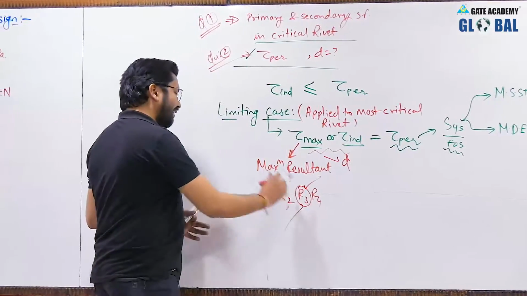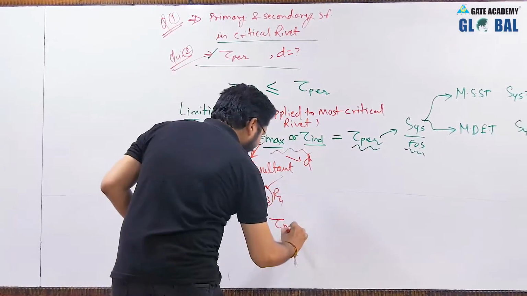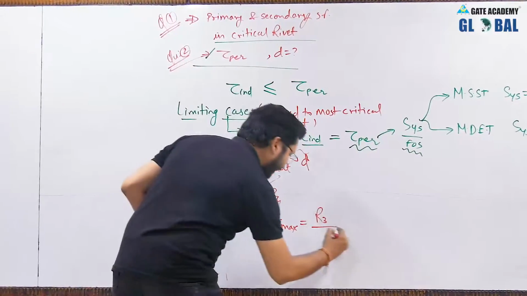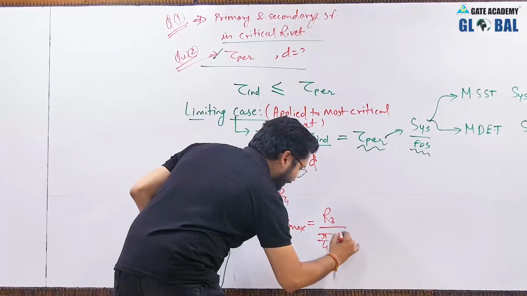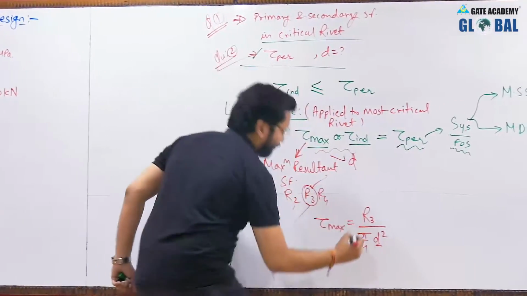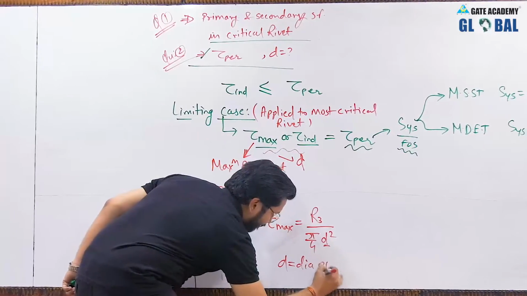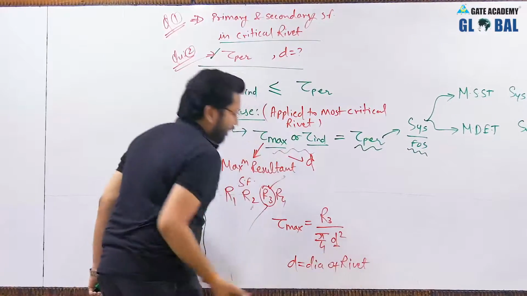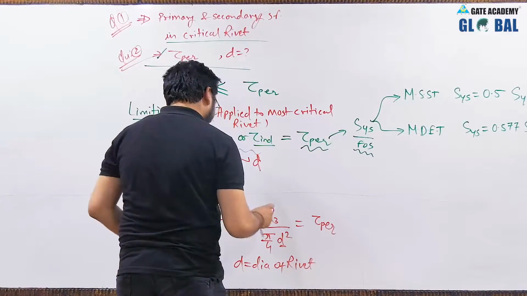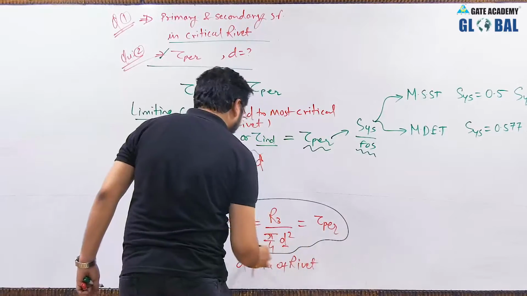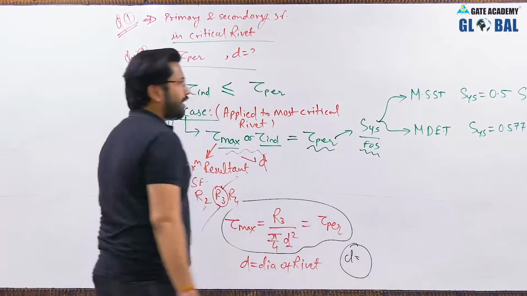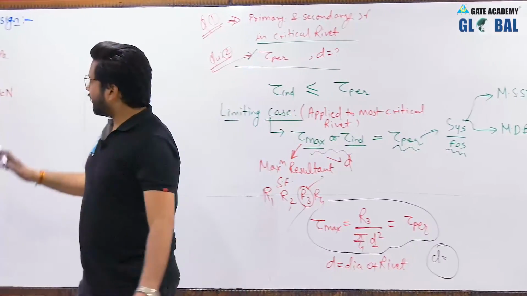Okay, so if R3 is highest, then tau max will be equal to R3 divided by the area under shear, that is pi by 4 d square, where d is the diameter of the rivet. And this should be equal to tau permissible for designing. We will equate this value with tau permissible and solve, and we will get the value of the diameter. Okay, so this is the fundamental idea of designing. Now let us see this example.